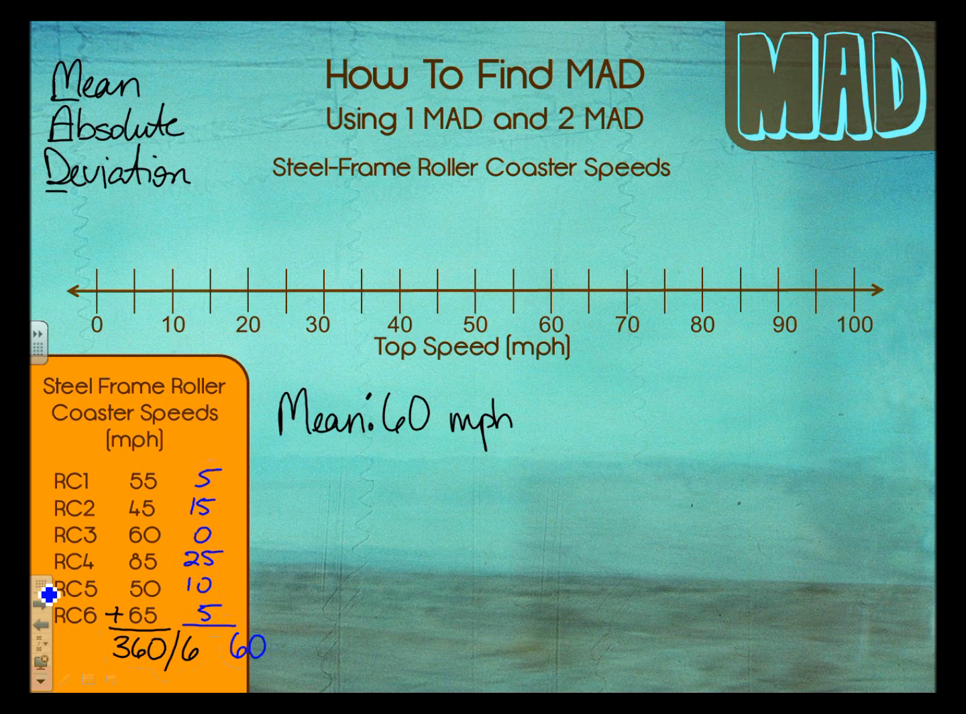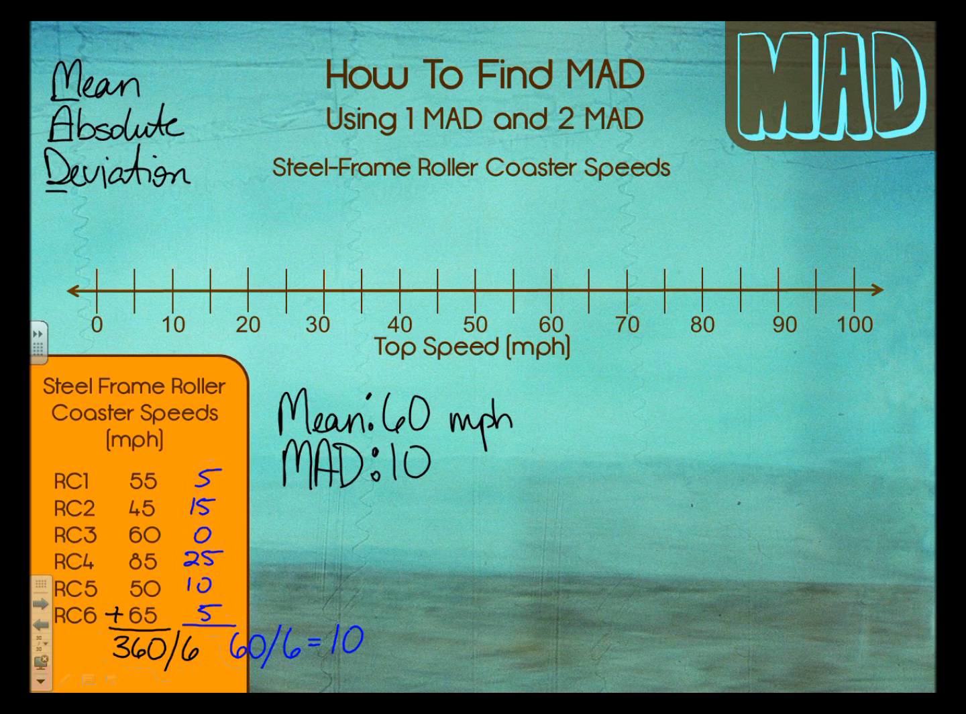Now I'm going to divide those, because I want to average those. Divide that distance away from the average. 60 divided by 6 equals 10. So what I can say now is that my mean absolute deviation is 10.